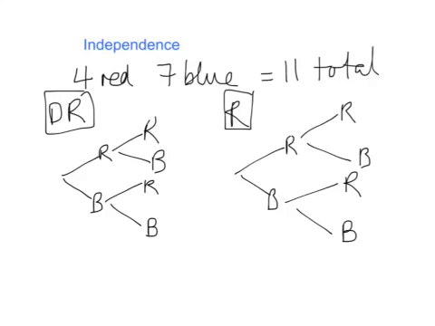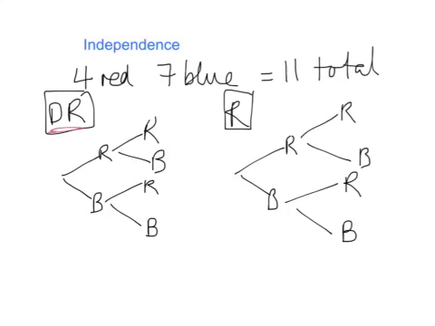Okay, events are said to be independent if the outcome of one doesn't affect the outcome of the other. So, for example, the temperature and ice cream sales will not be independent, whereas the temperature and pyjama sales probably are independent. So let's look at an example here. We've got beads in a jar, and we've got 4 red beads, 7 blue beads.